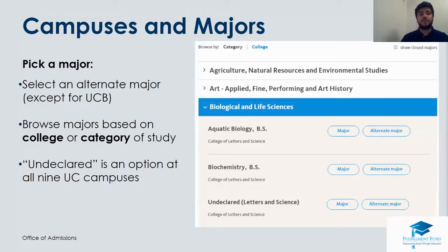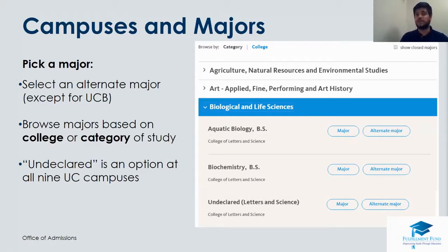Now, as we move into the campuses and specifically the majors section of the application here, students can pick an alternate major for almost all UC campuses, so keep that in mind, except for UC Berkeley. And majors are automatically, when you get to this section, listed by college. But you can also view by category at each UC if you prefer. However, I have to say, if you're looking for majors at UCSB, viewing by college at UCSB is the easiest thing that you can do, since we do have some majors that are listed twice, but in separate colleges. Like we have biology in both the College of Letters and Science and the College of Creative Studies. So it makes it easier to figure out which one you're looking for if you're viewing it by college at UCSB.